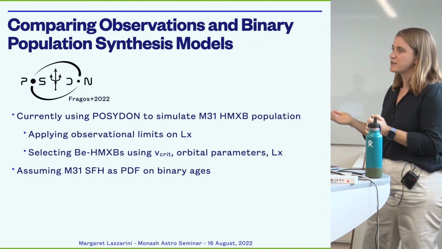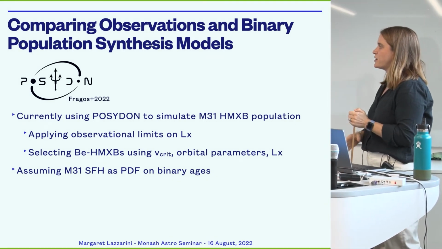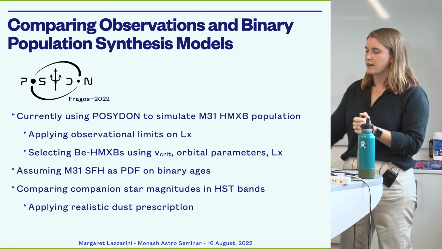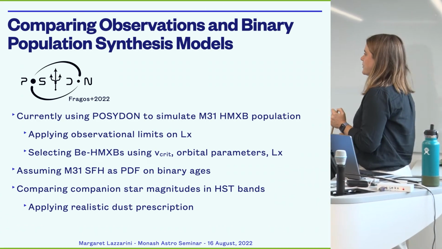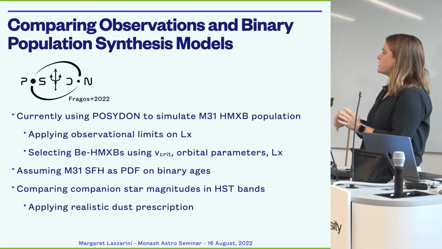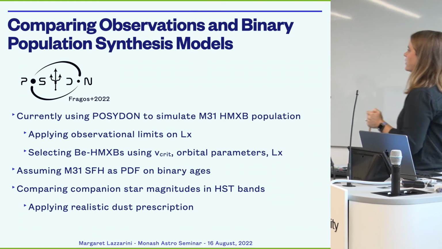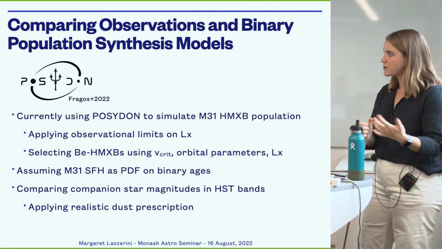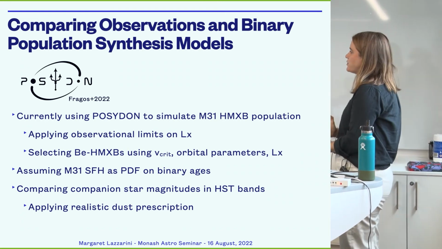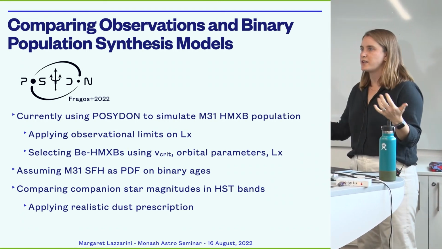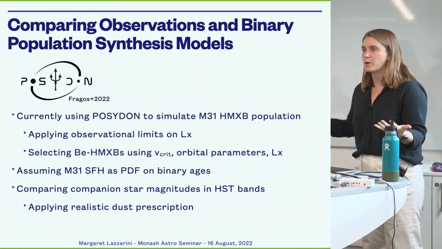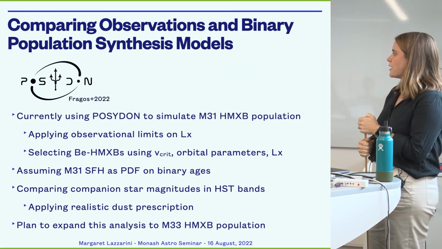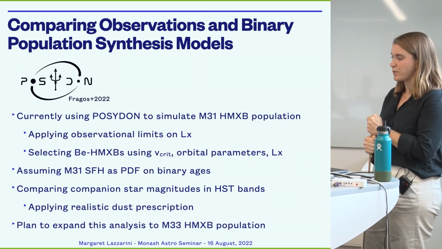And we simulate these assuming M31's star formation history as a probability distribution on the binary ages in the systems. Then what we've been working on is translating these simulated systems into our observational space. So I've been simulating the HST magnitudes for the companion stars in the simulated X-ray binaries, and then applying a realistic dust extinction to those so that they look similar to what we realistically observe. I plan to expand this analysis to include the M33 population as well.